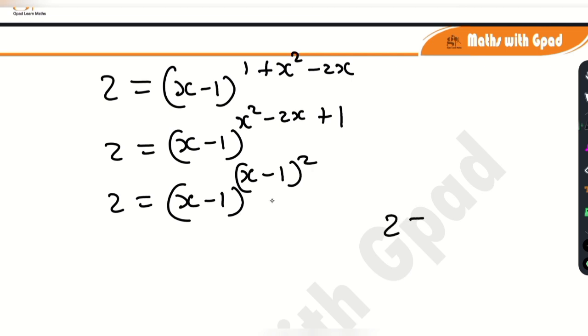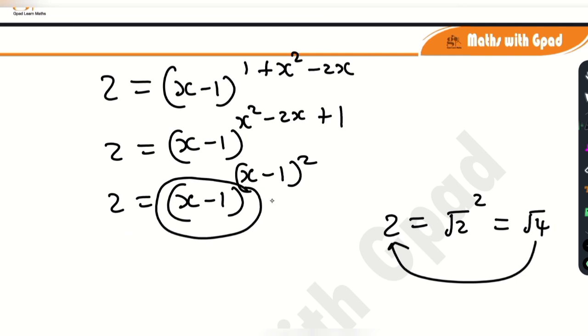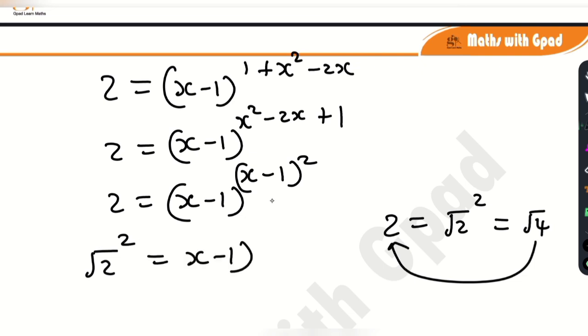Do you know that 2 can be expressed like this? Root 2 raised to the power of 2, because root 2 raised to the power of 2 is root 4 and root 4 is 2. All right, so I'm going to express 2 as what? Root 2 raised to the power of 2, because I'm having a base here and an equal exponent of x minus 1. So let's do that. This is going to be what? Root 2 raised to the power of 2 is equal to x minus 1 raised to the power of what? x minus 1 raised to the power of 2.